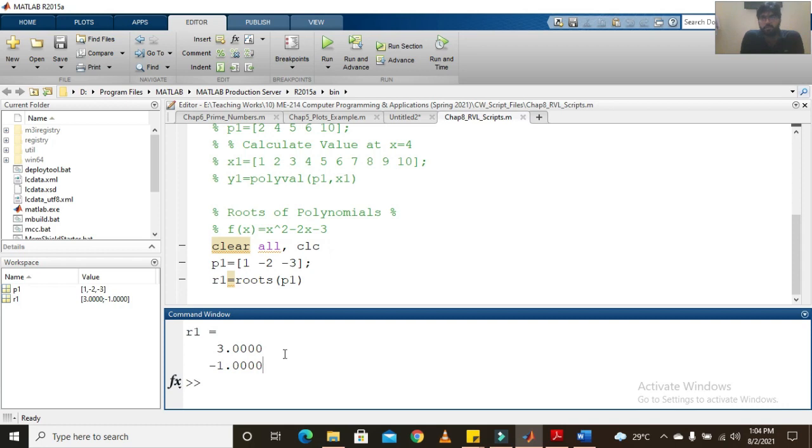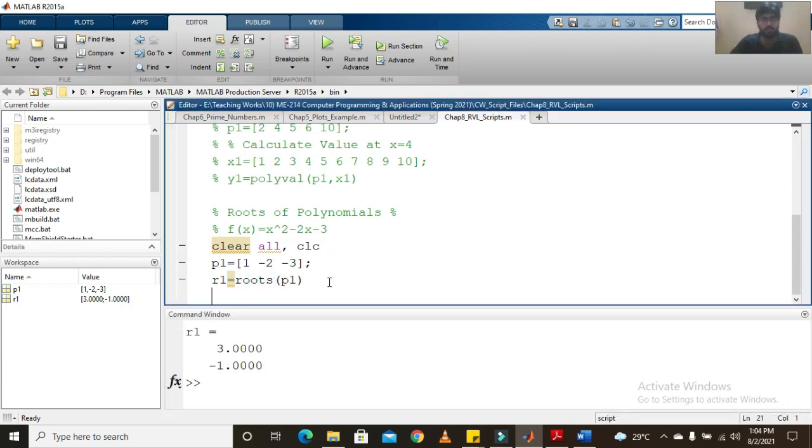You can see that the programming behind the roots function is such that the answer will be generated as a column matrix, and the polynomial which you enter should be in a row matrix. The roots which MATLAB calculates and provides will be in a column matrix. So this is what you need to be careful about in the roots function.